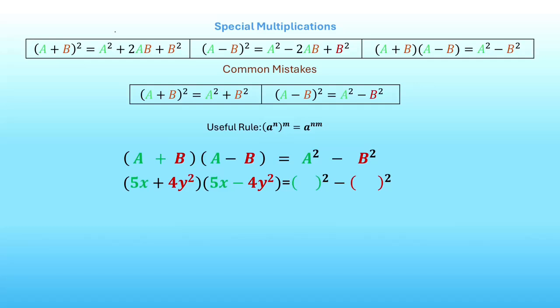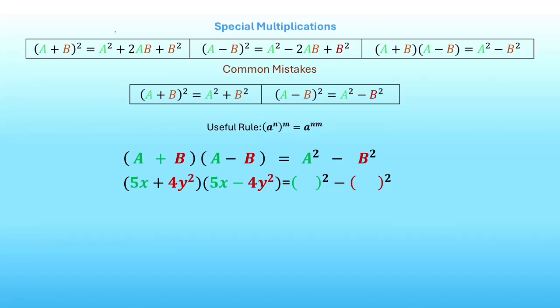Let's look at the next problem. This is called a difference of two squares. We're going to use the third formula, which by foiling out a plus b and a minus b, we get a squared minus b squared. And that's exactly what we have here. We have 5x plus 4y squared times 5x minus 4y squared. It's as if we have a plus b, a minus b.